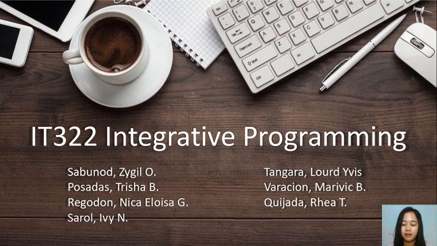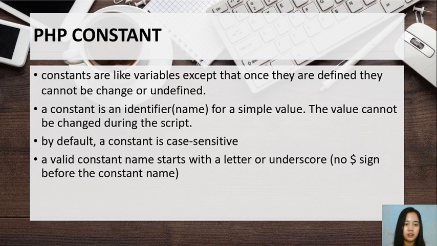So first we have PHP constant. A constant is a name or an identifier for a simple value. A constant value cannot change during the execution of the script. By default, a constant is case sensitive.